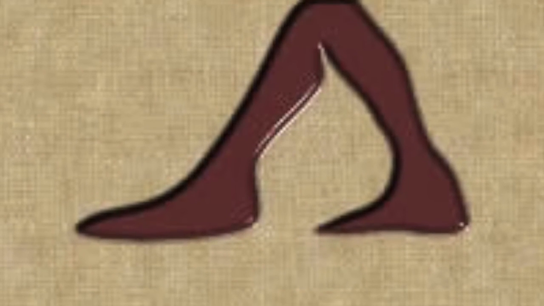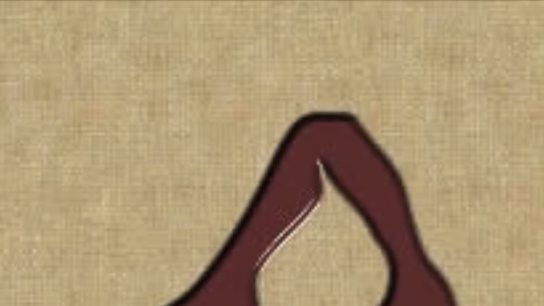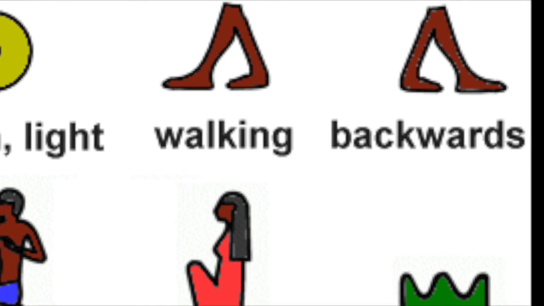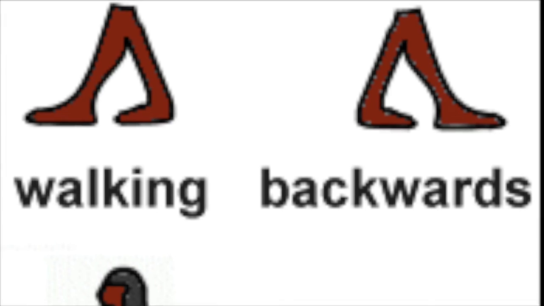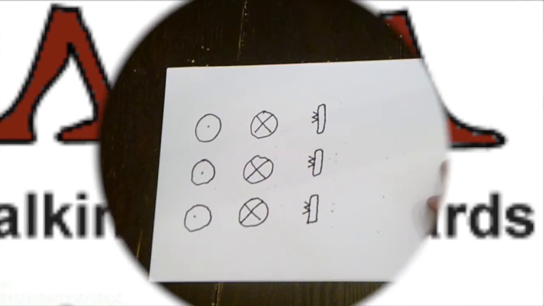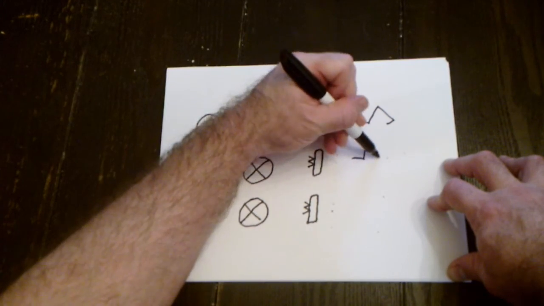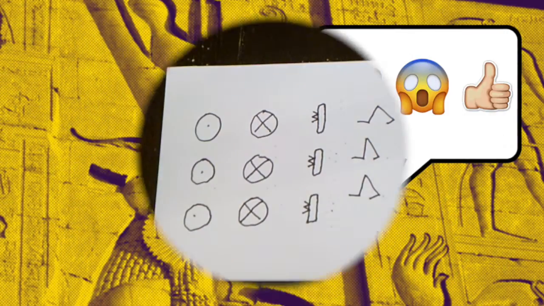All right, the last one we're going to do today is the legs. Again, very easy to do. It's 2 legs with 2 feet in a basic walking or running position. And this is the determinative that basically means motion, means going. So walking backwards, going on a journey, sending something, coming somewhere, and so it shows up a lot. And it's pretty easy. It's 2 diagonal lines with feet. There you go. And that is the glyph for movement.